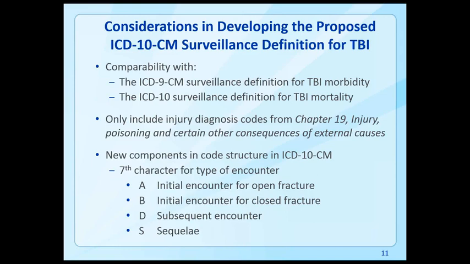Another thing that we had to keep in mind as we started working on this definition was another aspect of a change in the coding structure that came about in ICD-10-CM. And so in the ICD-10-CM world, the codes have up to 7 characters. And the 7th character typically describes the type of encounter. So what type of visit was this? Was this an initial visit? So this was the first time the patient was seen for this condition by this particular care provider.